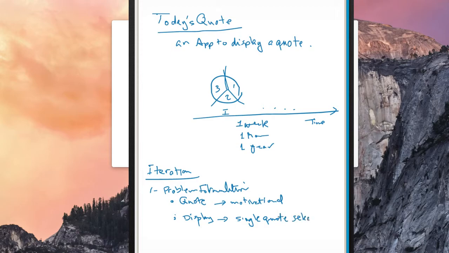selected randomly from a list. All right, so the idea is that the app opens, and when the app opens, you see a quote, and then maybe the next day you open the app and the app gives you a new one, and so on. So every time you open the app, it gives you a different quote. So that's all we were thinking, and that's enough for problem definition for iteration number 1.